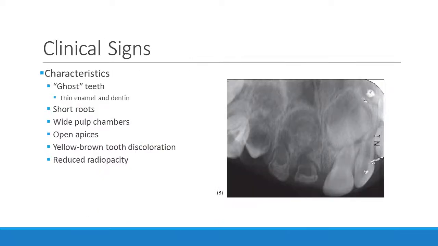Now we will talk about clinical signs. This defect has many clinical signs including short roots, wide pulp chambers, open apices, a yellow-brown tooth discoloration, reduced radiopacity, and thin enamel and dentin walls that are hard to differentiate from one another. The thin enamel and dentin give the teeth a faded appearance on radiographs, which characterizes RO with the term of ghost teeth.